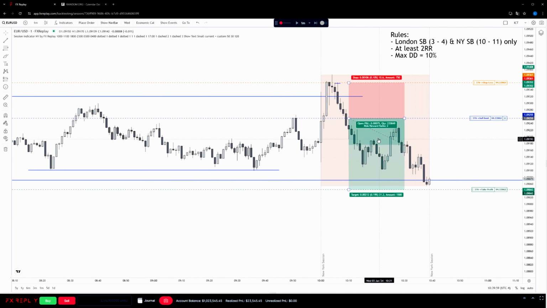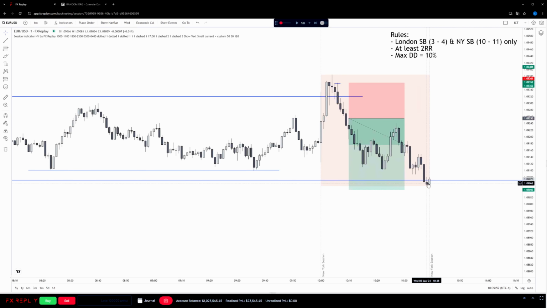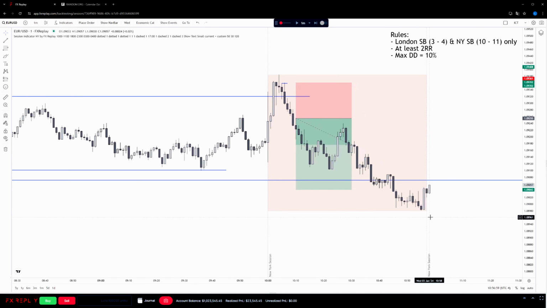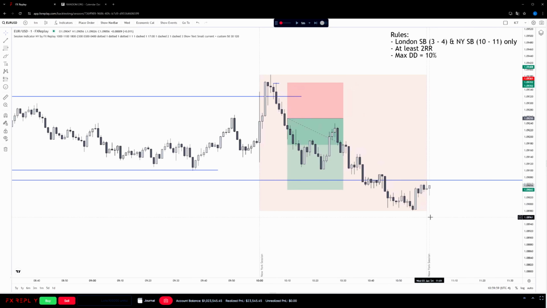And as we can see, price again went without filling us, which is perfectly fine. This is the reality of trading. It doesn't matter. And we still have some time for the silver bullet session here, actually. Let's see if we get a decent setup. Not really. Price is just continuously pushing to the downside here.